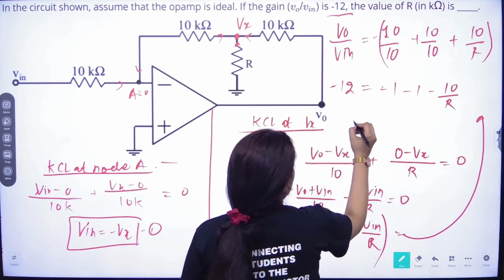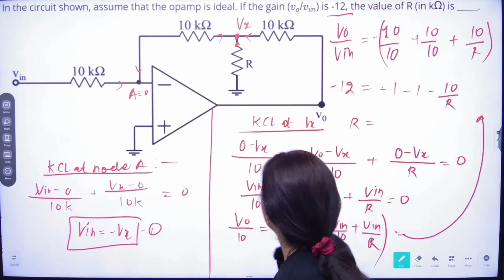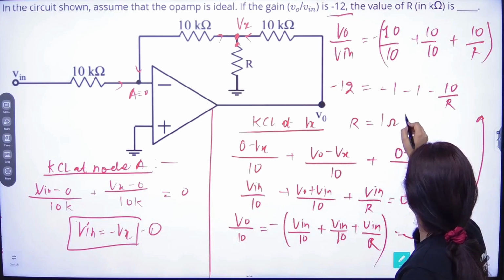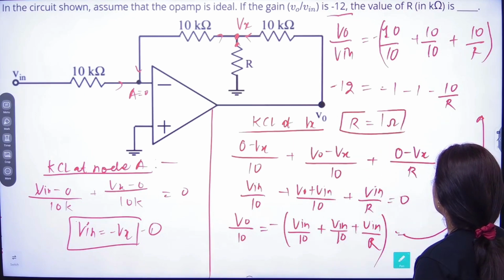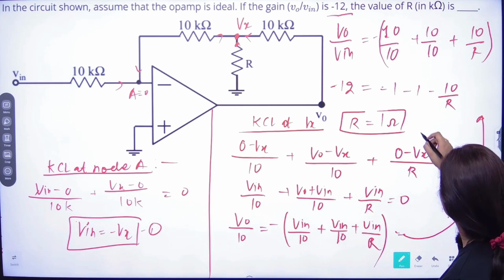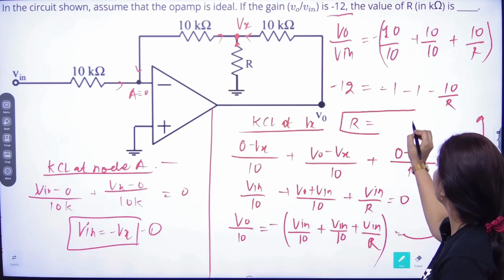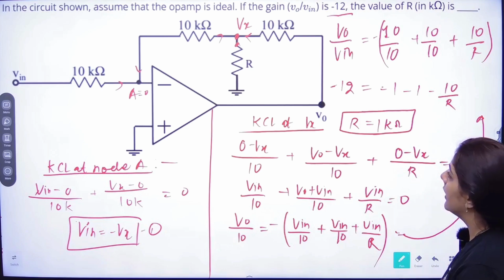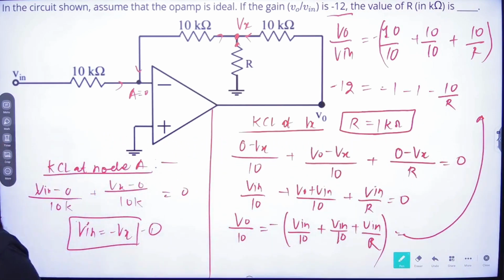So R will come out to be 1 ohm only. Minus 10 is equal to minus 10 by R. So R will come out to be 1 ohm, 1 kilo ohm rather, because all were in kilo ohm. 1 kilo ohm. So that will be the value of the resistance R. Easy.